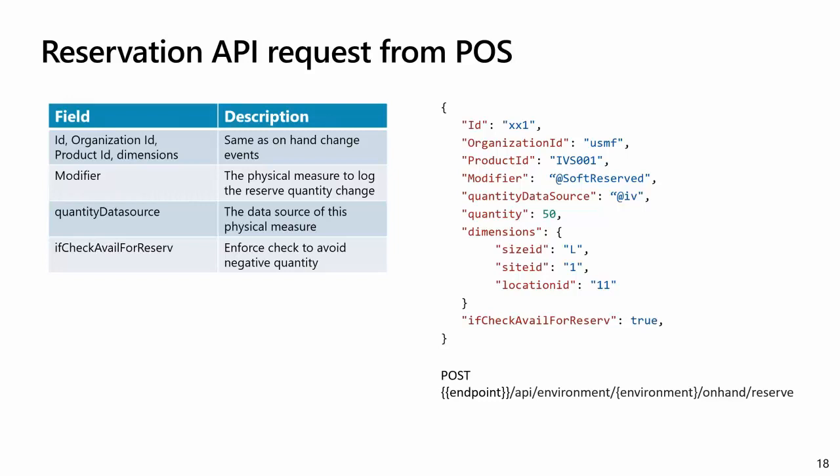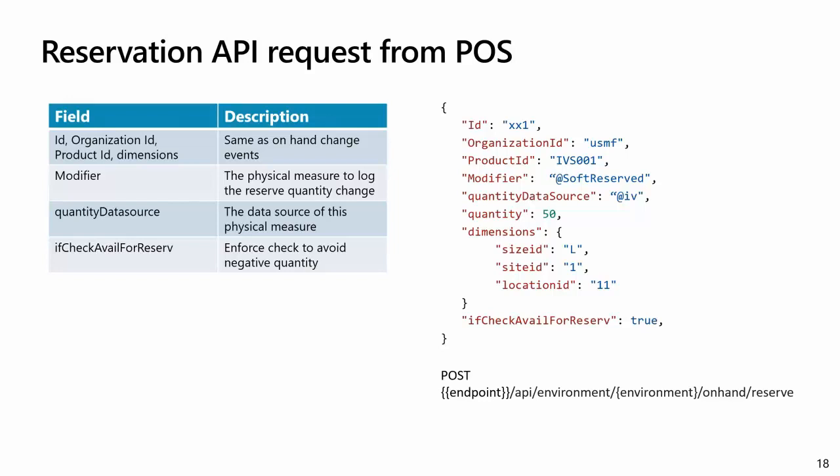Firstly is the modifier, where we specify the name of the physical measure to log the reserved quantity change. And we need to specify the quantity data source, indicating the data source for this physical measure. And lastly, we have a Boolean field called if check available for reservation. If we set the field to true, it means that we want inventory visibility to enforce the non-negative check against the available for reservation measure.